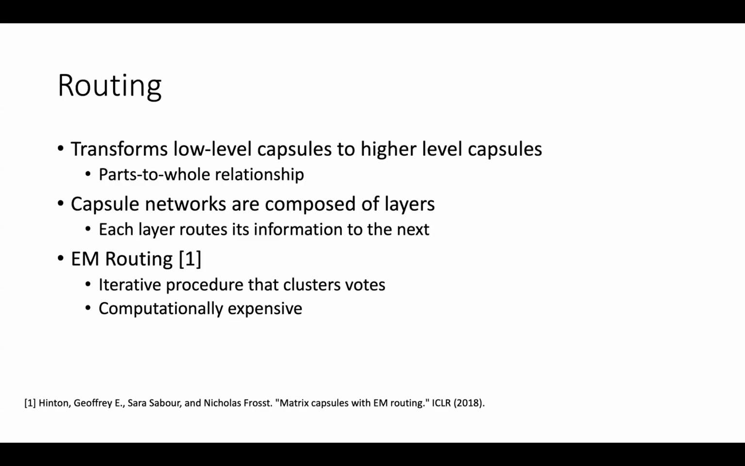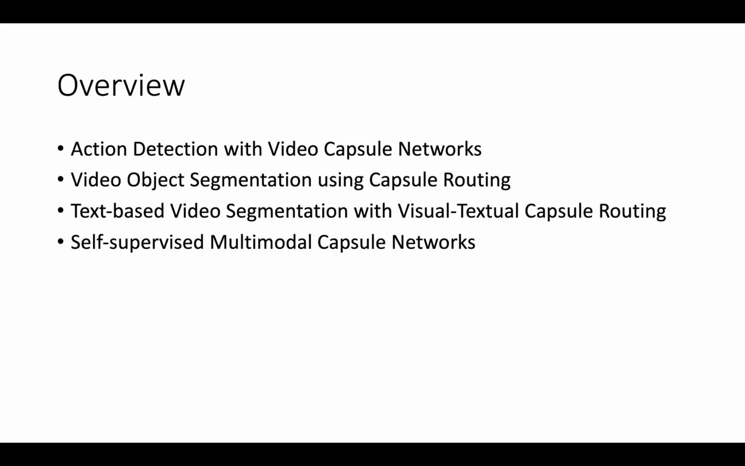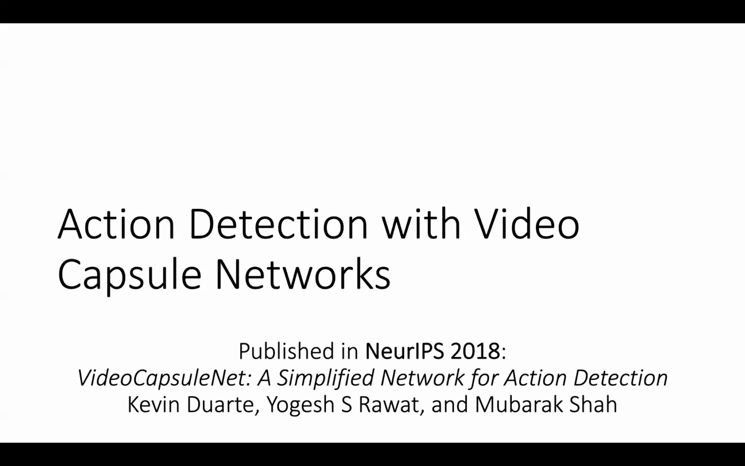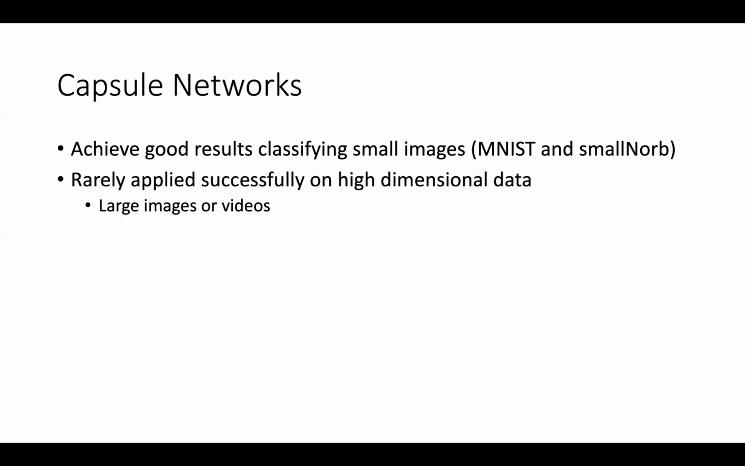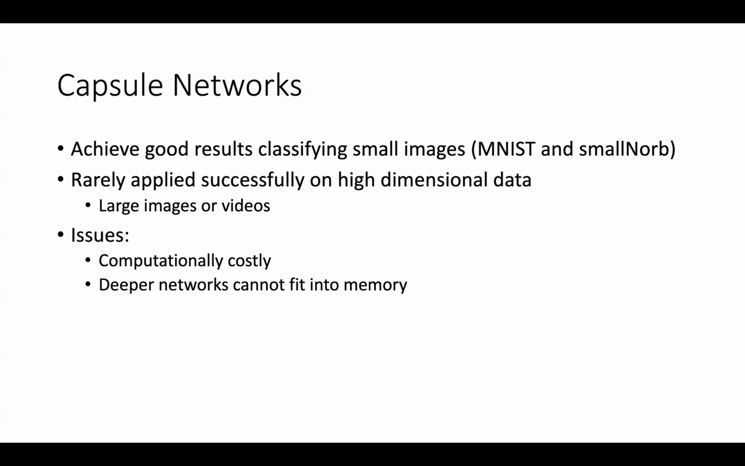So now that I've explained capsules and routing, this is an overview of the different parts of my dissertation. I'll begin with action detection with video capsule networks, and this was published in NeurIPS 2018. Up to this point, capsule networks achieve good results when classifying small images, like MNIST images or small numbers of images, but they're rarely applied successfully to high dimensional data, like large images or videos. And the main issue, as I mentioned earlier, is the computational cost.